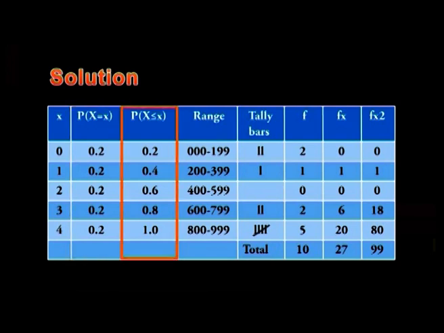The third column gives the probability that X is less than or equal to x, that is the cumulative probabilities. First we write the value of P(X) as it is. In the next row, we add this probability to the previous one, that is 0.2 plus 0.2 is equal to 0.4. The third row will be 0.4 plus 0.2 is equal to 0.6 and so on. Usually, the last entry in this column will be 1, since the total probability of any probability mass function is 1.